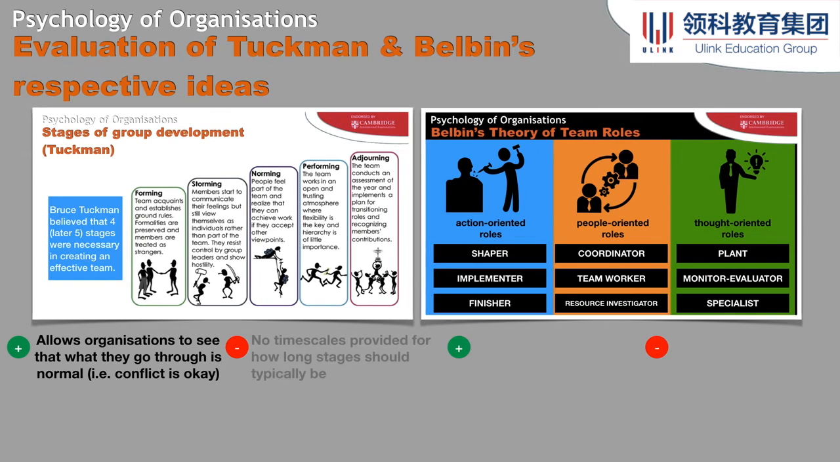One of the negatives about this is that perhaps there's no examples of how long these stages should take. You know, what if the storming phase lasts a really long time and people are stuck in it? They never get to the norming. So there's no preferred timescales given to say when people should move on to the next thing. And of course, one size does not fit all because it depends on the nature of your organization. So those are some simple evaluative points about Tuckman's group development stages.